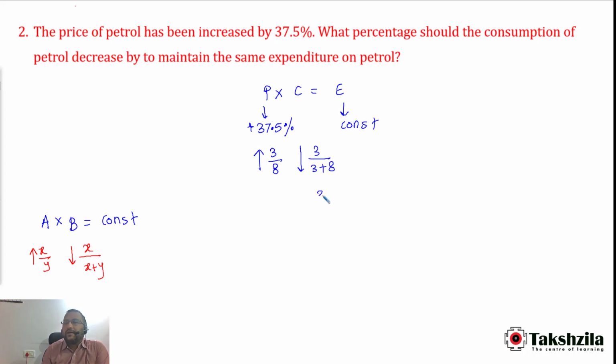So 3 divided by 3 plus 8 is equal to how much? 3 divided by 11. 3 divided by 11 is how much? 3 into 1 by 11 is 9.09%. That is equal to 27.27%. So if the price of petrol increases by 37.5%, the consumption on petrol should decrease by 27.27% to keep the expenditure on petrol constant.